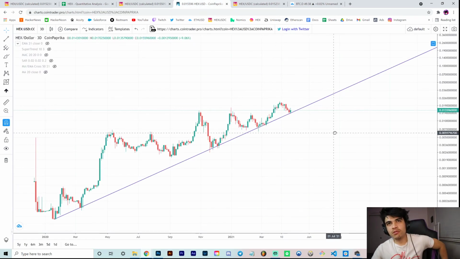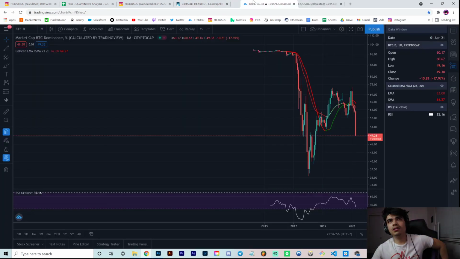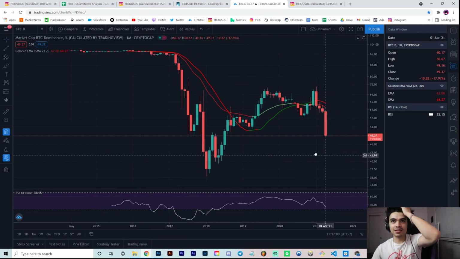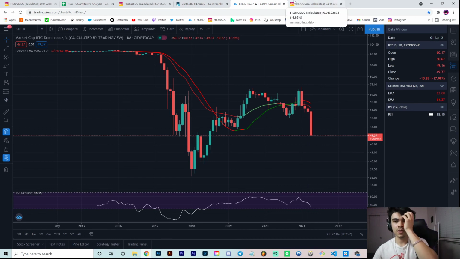So with that said, we're still holding exponential support here, depending on how you draw your curve. And just a little Easter egg, I guess, Bitcoin dominance is dropping like a rock. So that's generally pretty good for Ethereum, altcoins. It should be good for ERC20s in general.